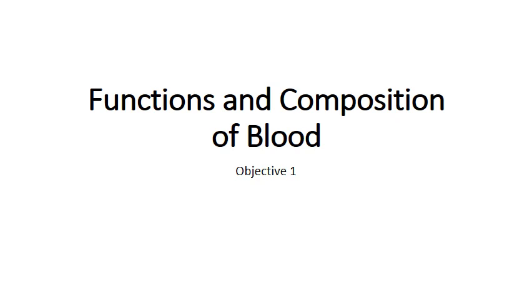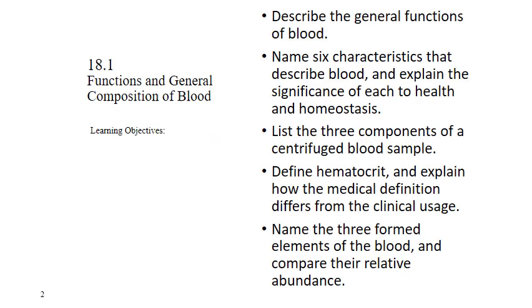All right, you guys, functions and composition of blood. So there's quite a few objectives that we have here. First, we want to describe the general functions of blood. We want to name 6 characteristics that describe blood and explain the significance of each to health and homeostasis.